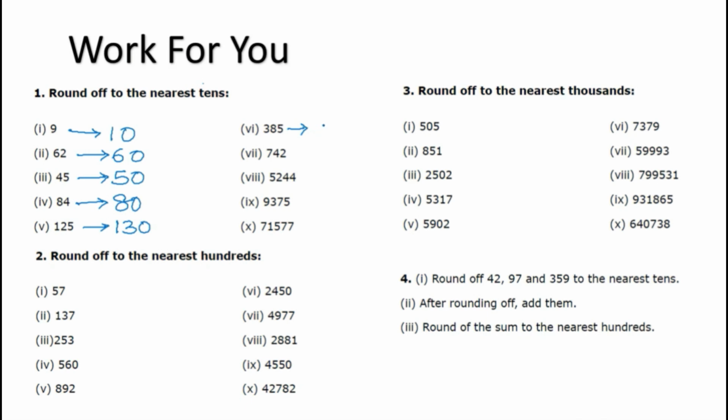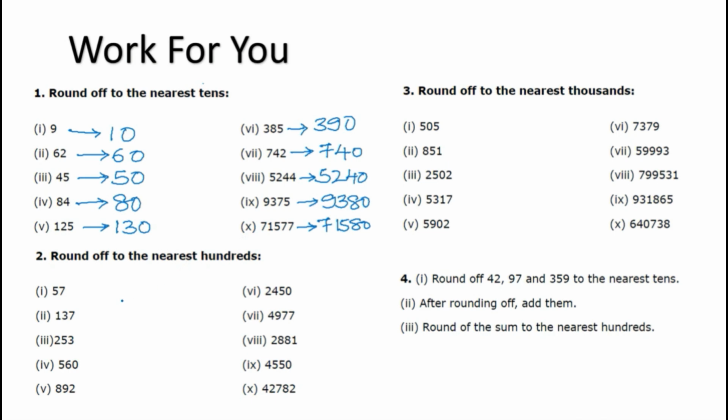385, upon rounding off it becomes 390. 742, upon rounding off it becomes 740. 5244, upon rounding off it becomes 5240. 9375, on rounding it becomes 9380. 17577, it becomes 17580.